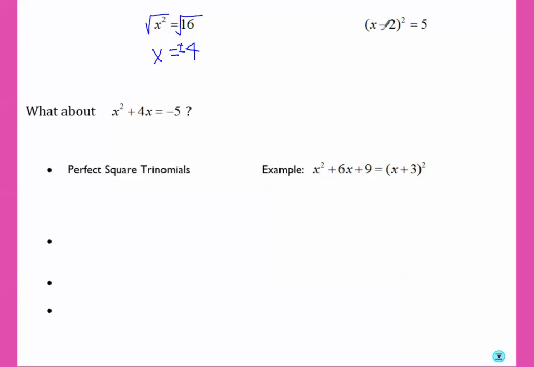Similarly, we have this whole quantity squared, so we can square root to undo that square. We'd get x minus 2 equals plus or minus the square root of 5. We can't simplify the square root of 5, so we're going to leave it as the square root of 5. And then we need to get x by itself by adding 2. Since square root of 5 and 2 are not like terms, we're going to leave it as x equals 2 plus or minus the square root of 5.